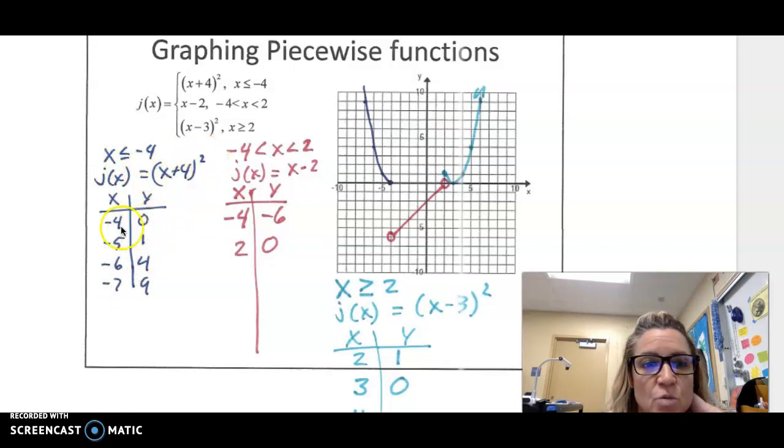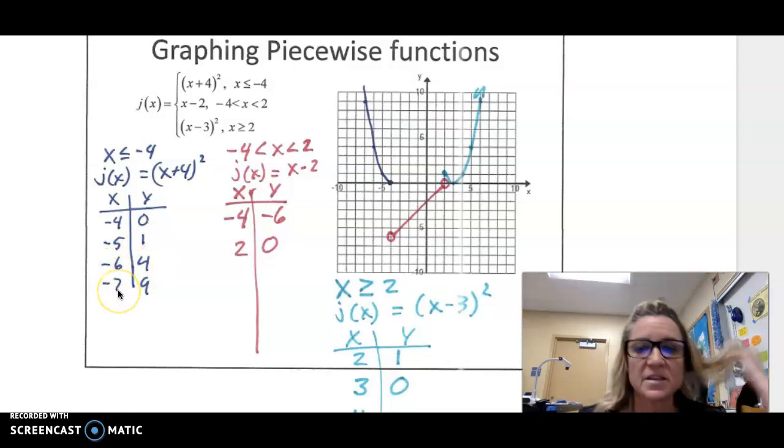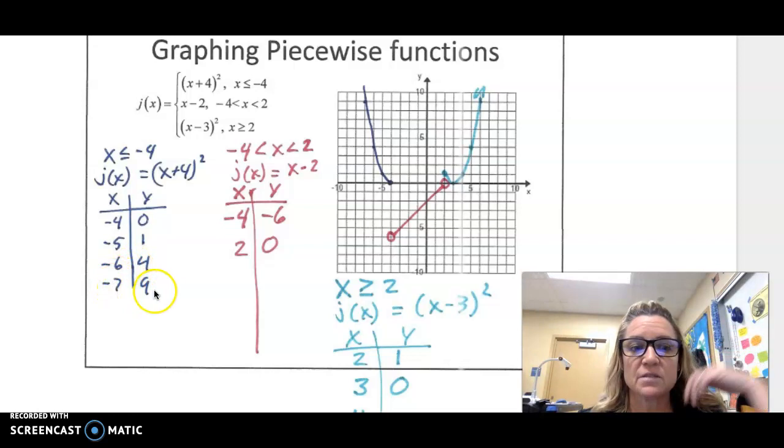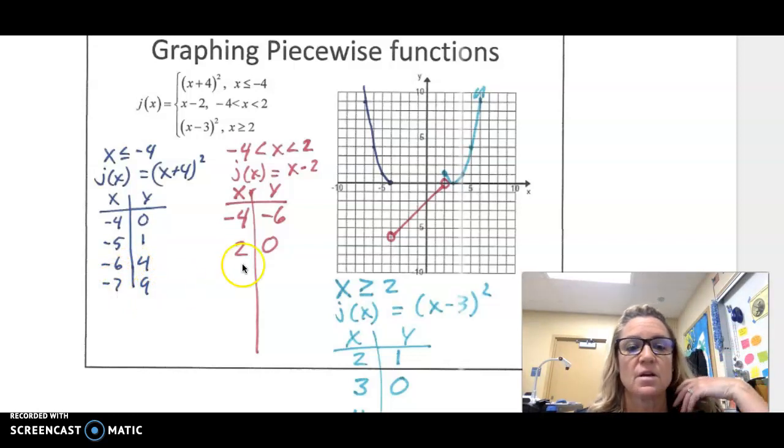We're going to add 4 and then square. So -4 plus 4 is 0. 0 squared is 0. -5 plus 4 is -1. -1 squared is 1. -6 plus 4 is -2. -2 squared is 4. -7 plus 4 is -3. -3 squared is 9. Awesome.